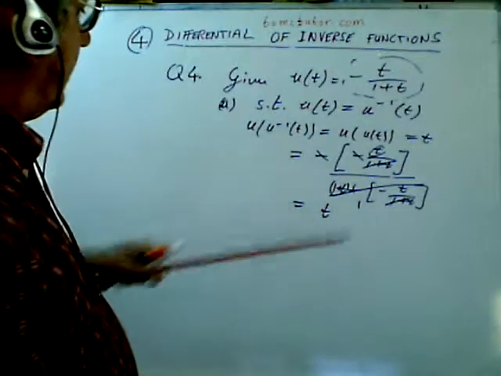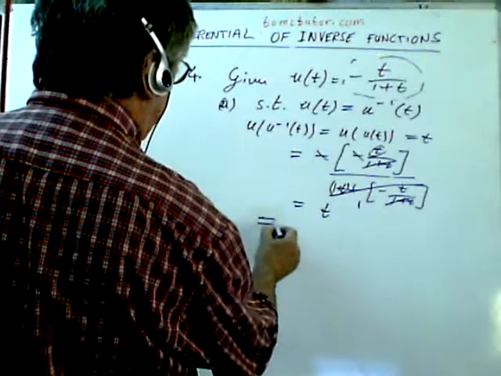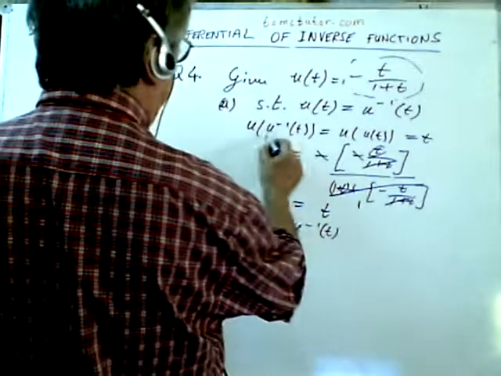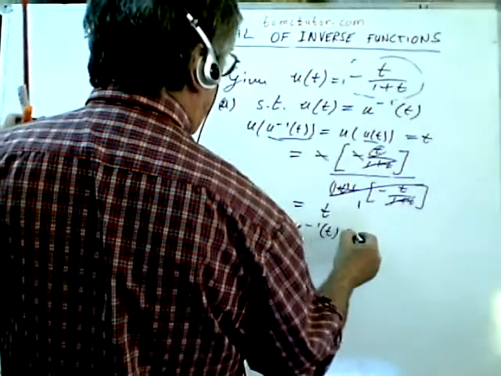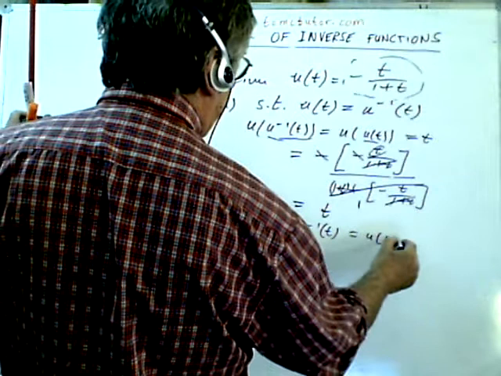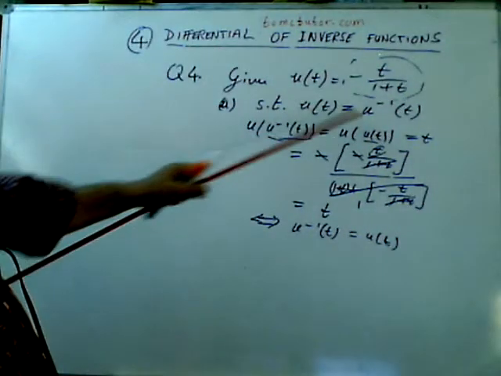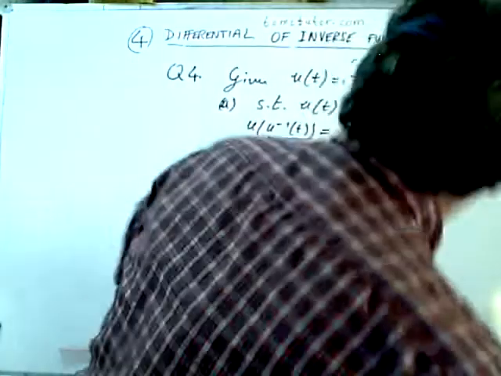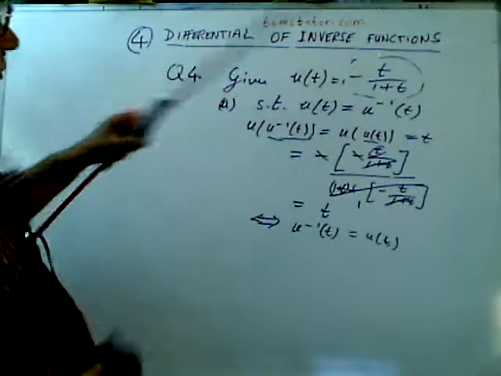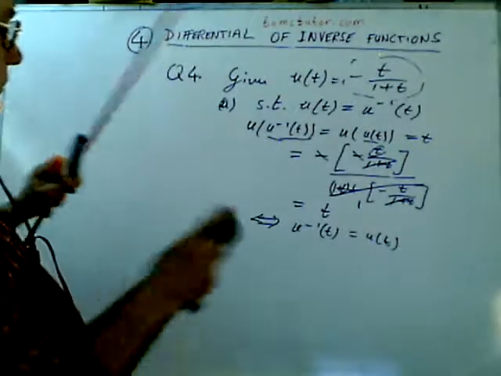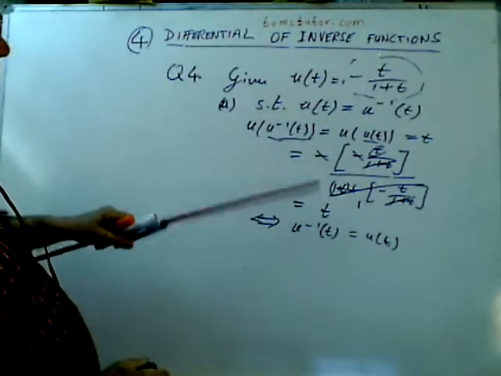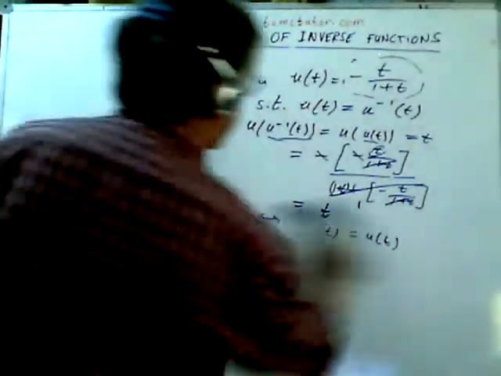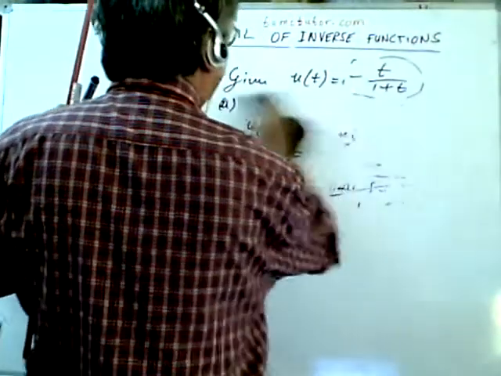Since that is the case, the inverse function, that guy there, is equal to that. So we have indeed shown that u(t) is equal to u minus 1 of t. However, this is not really about inverse functions as such. We're working in calculus, so you should be able to do this anyway. I shouldn't even waste the time doing it. But anyway, we've done it.